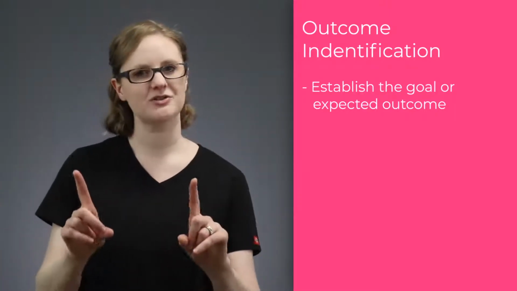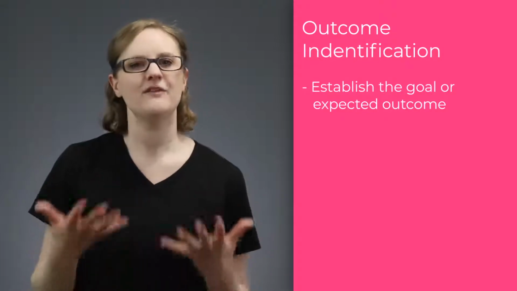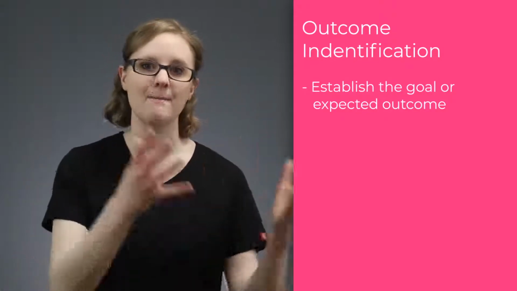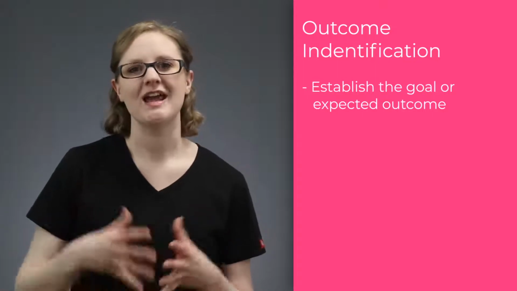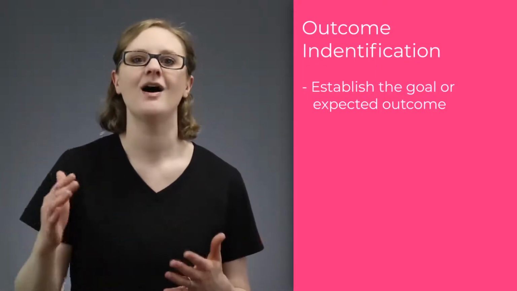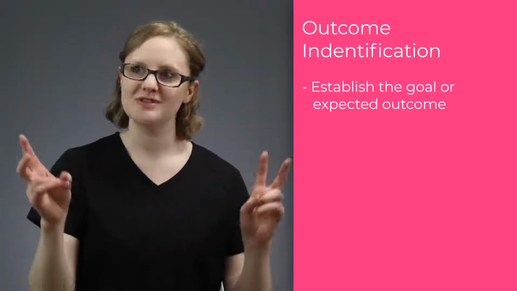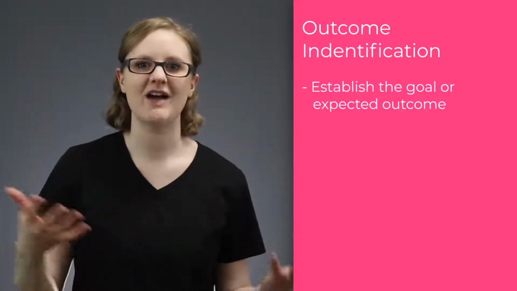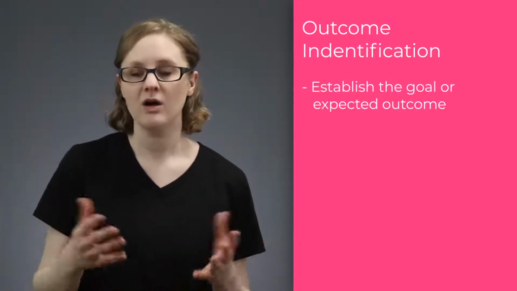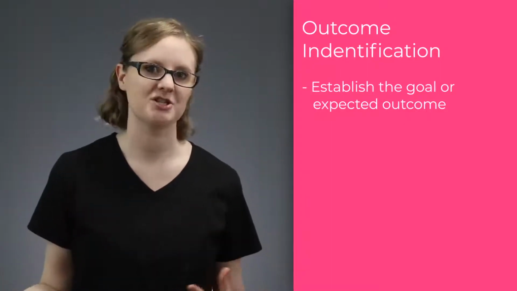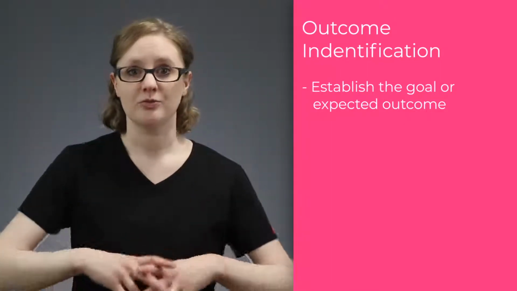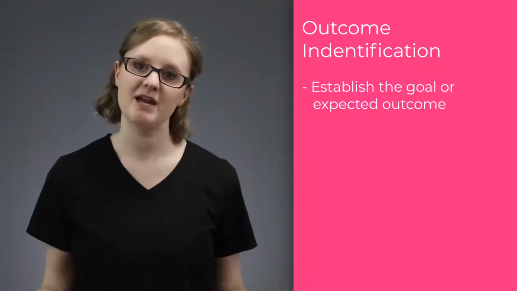So let's use our stroke example from before. If we have a nursing diagnosis of impaired swallowing, you might work with your patient to create a goal or an outcome of the patient will show no signs or symptoms of aspiration after eating, or the patient will demonstrate techniques to prevent aspiration during meals. Those are both really good outcomes or goals for that patient.